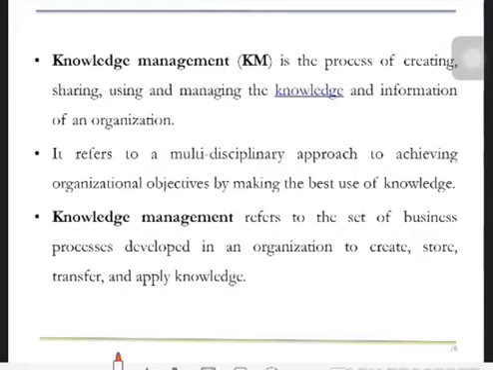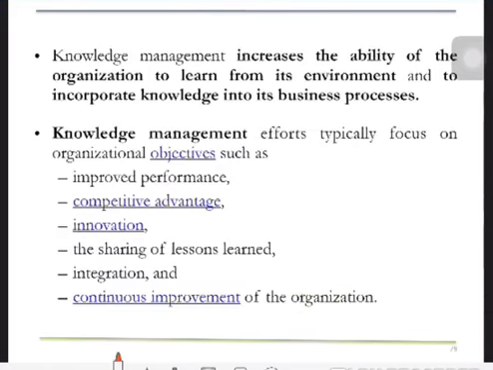So first we can create knowledge, or we can collect knowledge. We can create knowledge by checking the patterns of the information. And then we have to share it, use it, and manage such knowledge. It is a multidisciplinary approach to achieving organizational objectives by making the best use of knowledge. Knowledge management refers to a set of business processes developed in an organization to create, store, transfer, and apply knowledge. Knowledge management increases the ability of the organization to learn from its environment and to incorporate knowledge into its business processes.